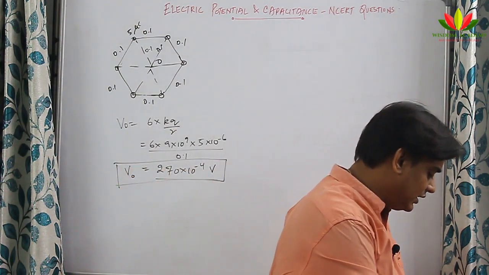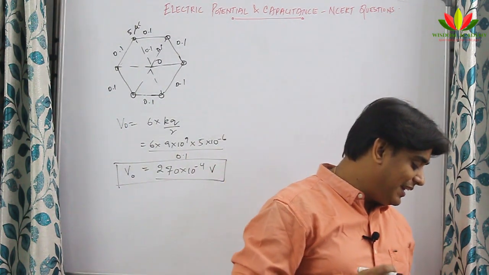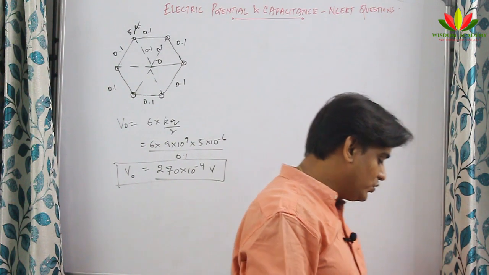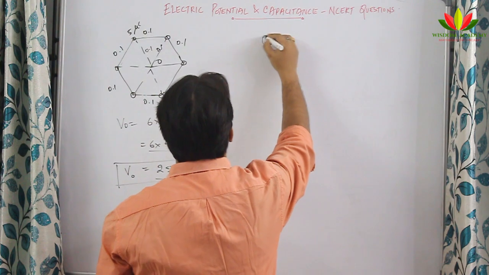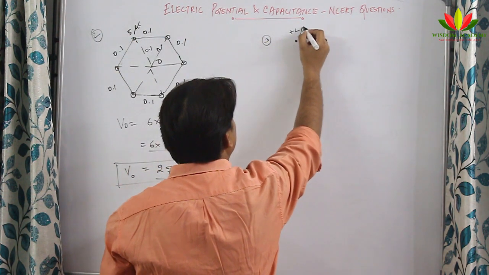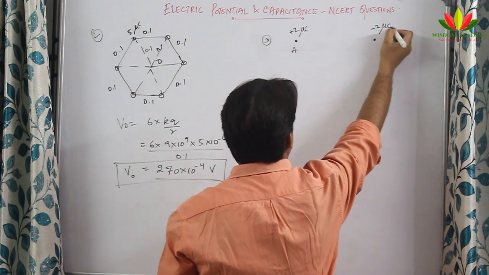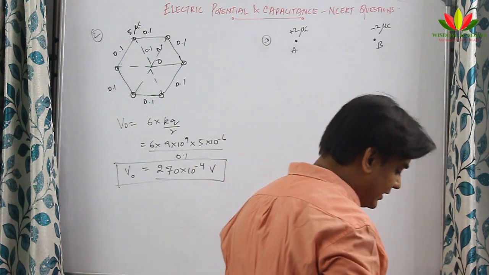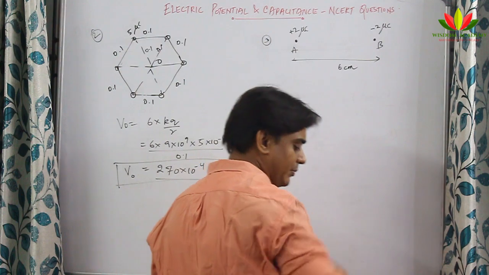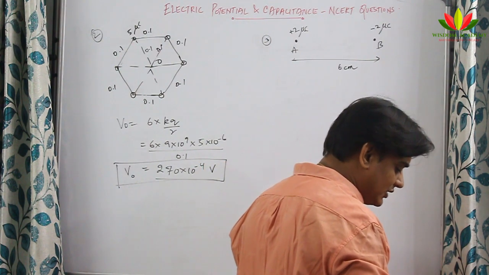The next question is: two charges of plus 2 microcoulomb and minus 2 microcoulomb are placed at points A and B, 6 centimeter apart. This is the third question. So plus 2 microcoulomb is there at point A, and minus 2 microcoulomb is there at point B, and they are placed 6 centimeters apart. Then they are asking you to identify an equipotential surface of the system.